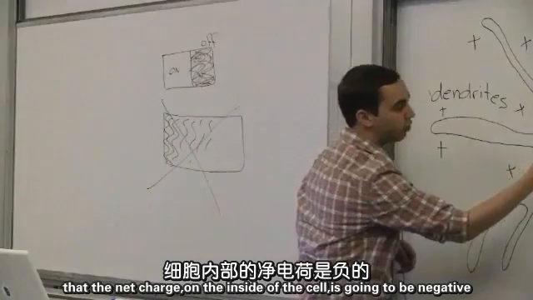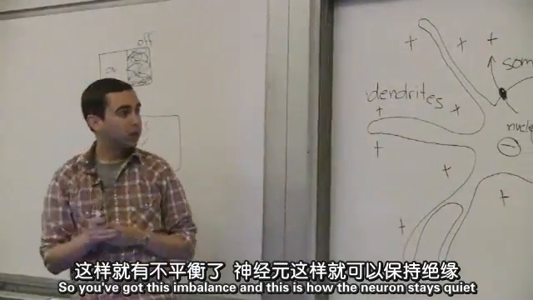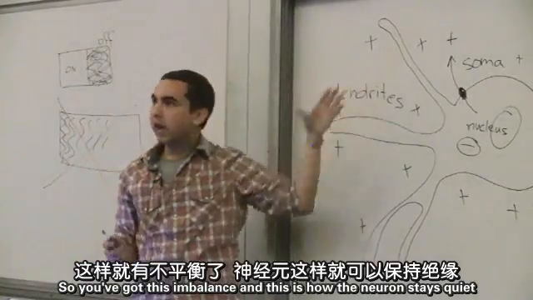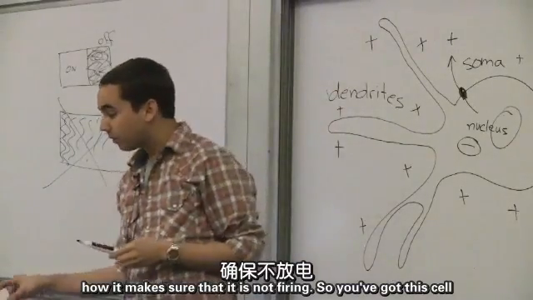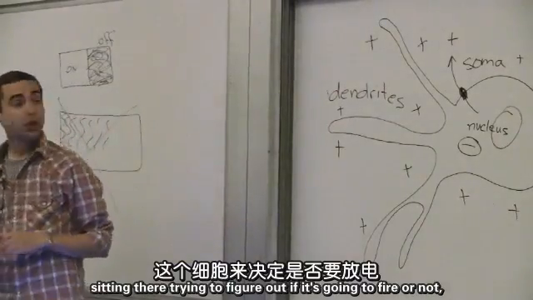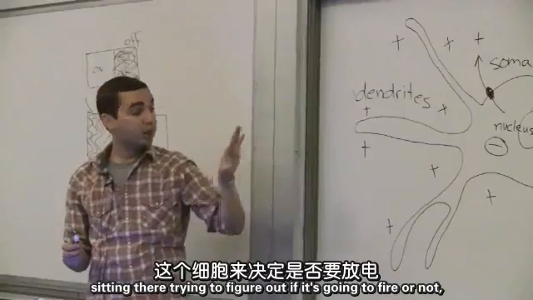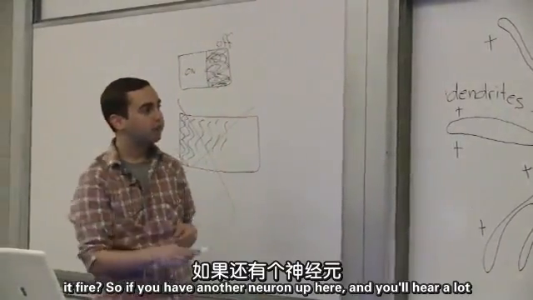So that means that the net charge on the inside of the cell is going to be negative. So you've got this imbalance, and this is how the neuron stays quiet, how it makes sure that it is not firing. So you've got this cell sitting there, trying to figure out if it's going to fire or not. Right now it's quiet. How does the whole process get started to make it fire?